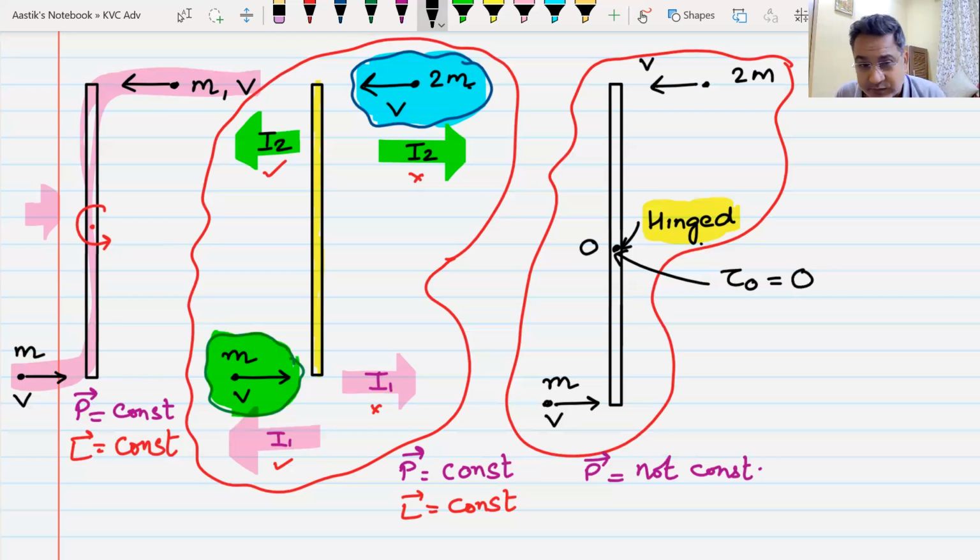The only force which is causing trouble, which is not allowing the momentum to remain constant, is the force at the hinge, but it is applied at the hinge. So if I take the torque about the hinge, it will be zero, and therefore angular momentum will be conserved about the hinge, not about any other point. Do we understand this? Yes, sir. So that is what you need to understand: in this case, the angular momentum is not constant in general, but if you find the angular momentum about the hinge, it will be constant.